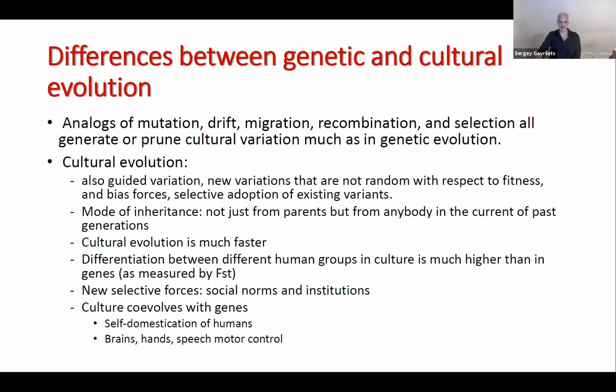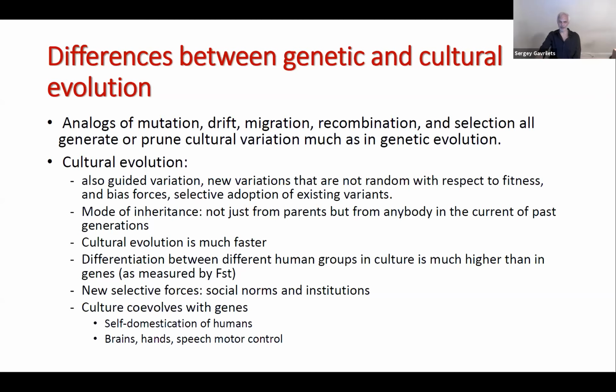Variation is not only random, but it can be guided. The mode of inheritance is different. You inherit culture not just from parents, but pretty much from anybody in the current or past generations. Culture evolves much faster. Differentiation between different human groups in culture is much higher and has been measured by FSTs. Culture produces new selective forces, social norms and institutions. I'll talk about that later. And culture evolves with genes.